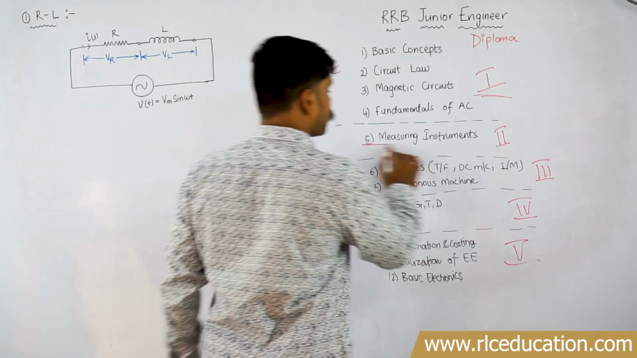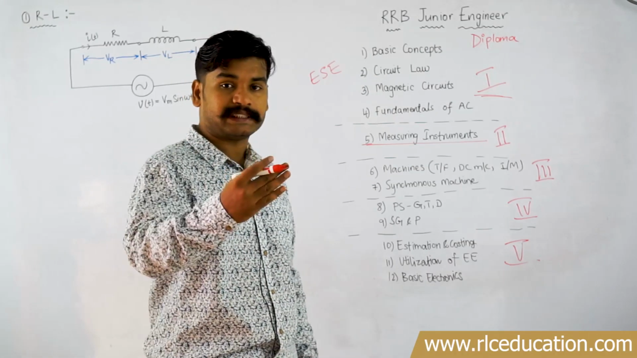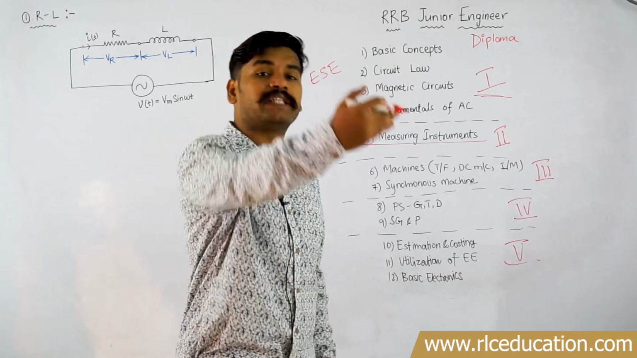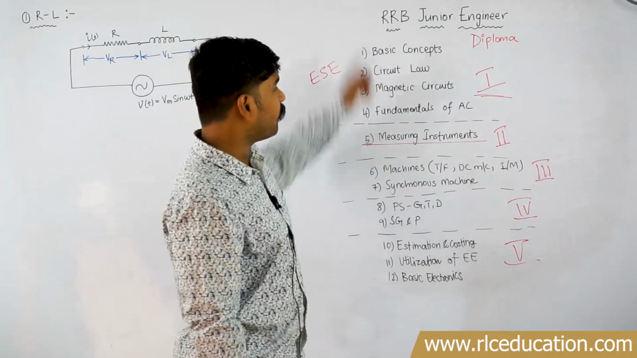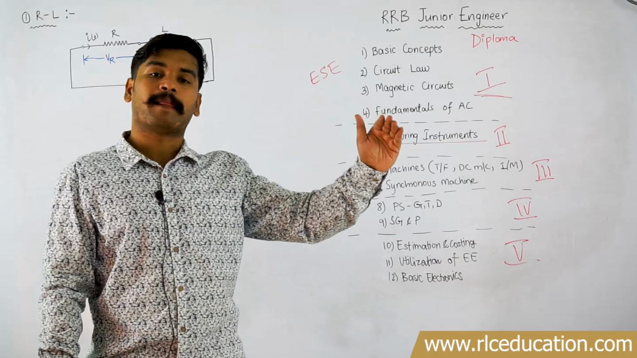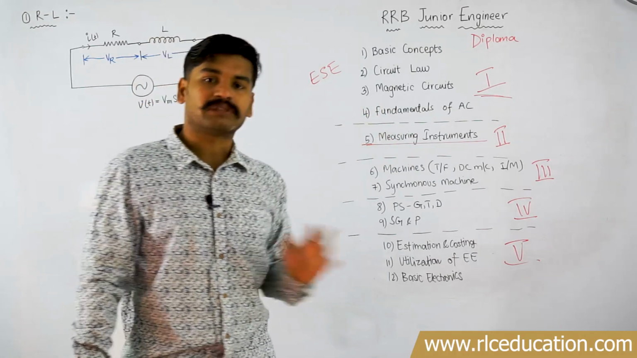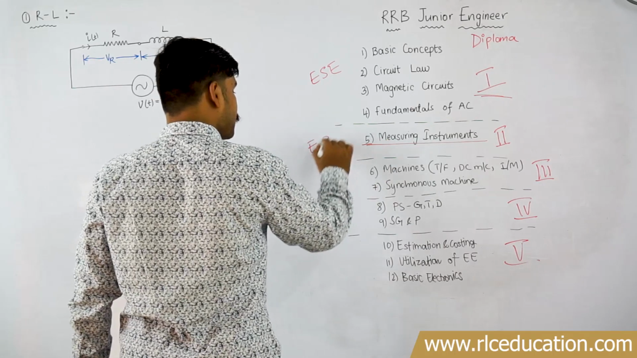Next, coming to measuring instruments, I am talking about the sources with regard to the highest difficulty that can be asked in this examination. That means the examiner of RRB Junior Engineer can go to the maximum difficulty based on the sources I am telling you. That maximum difficulty is also based on ESE only.